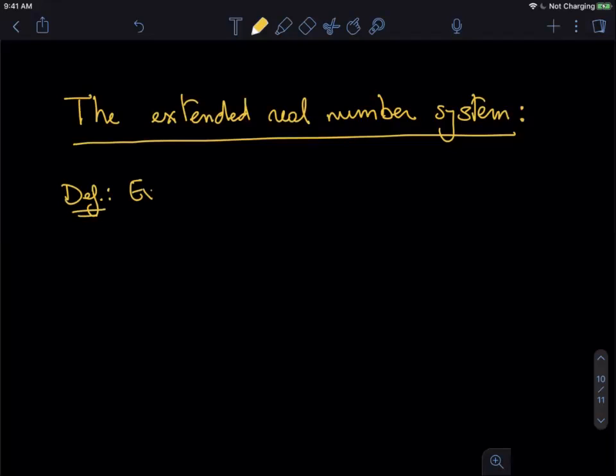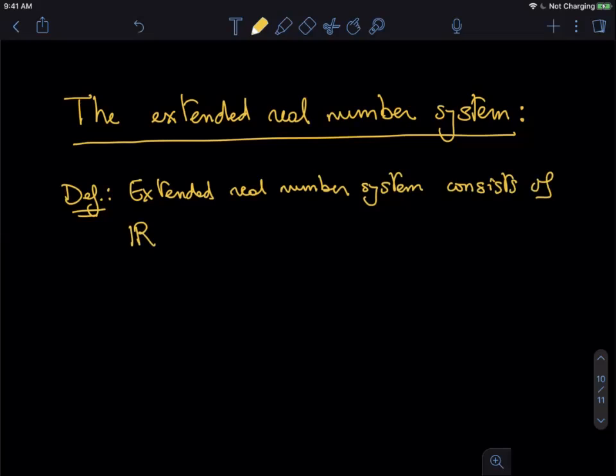Well, let me write the whole thing. The extended real number system consists of R. It's R as we know it, the real field, and we add two symbols, plus infinity and minus infinity.